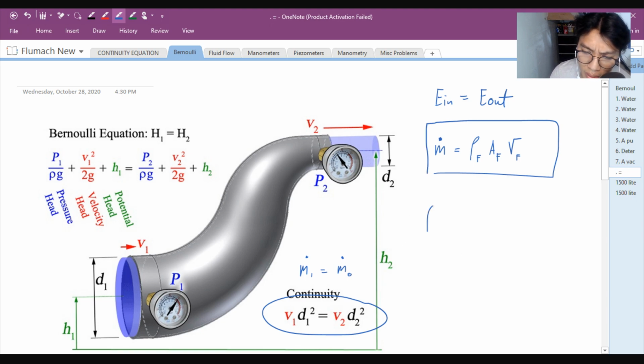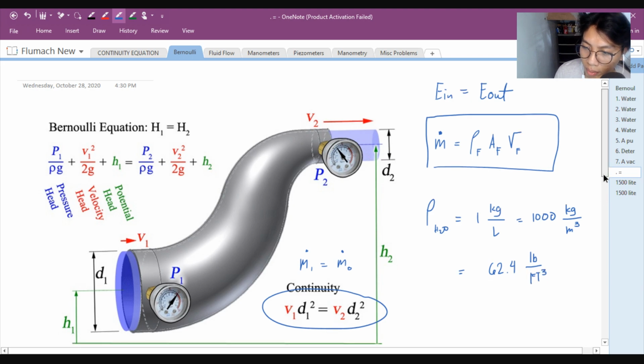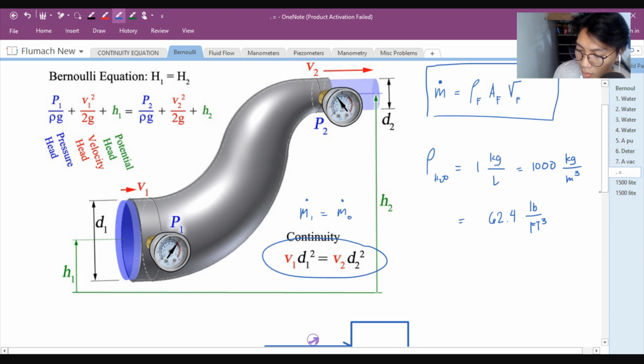Recall that the density of water, which is the reference substance, is equal to 1 kilogram per liter, equal to 1,000 kilogram per cubic meter. In imperial units, water is at 62.4 pound per cubic foot. Density ito kasi specific weight ito.